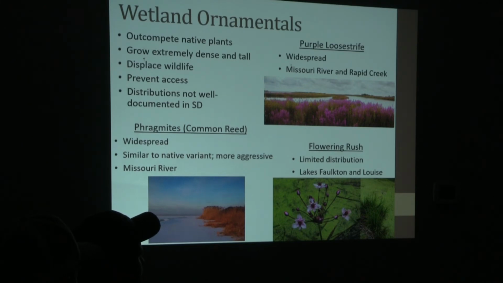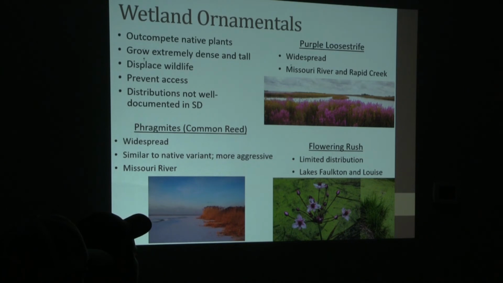But once again, these outcompete their native plants. They grow in such dense mats that wildlife doesn't even want to use them for refuge from weather or from predators. It also prevents access. Phragmites can grow up to 10 feet in height, so you can't even traverse through them and know what direction you're going.